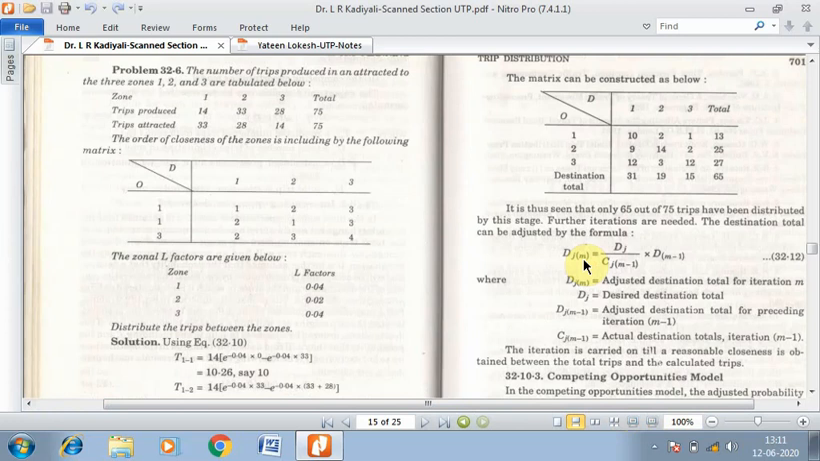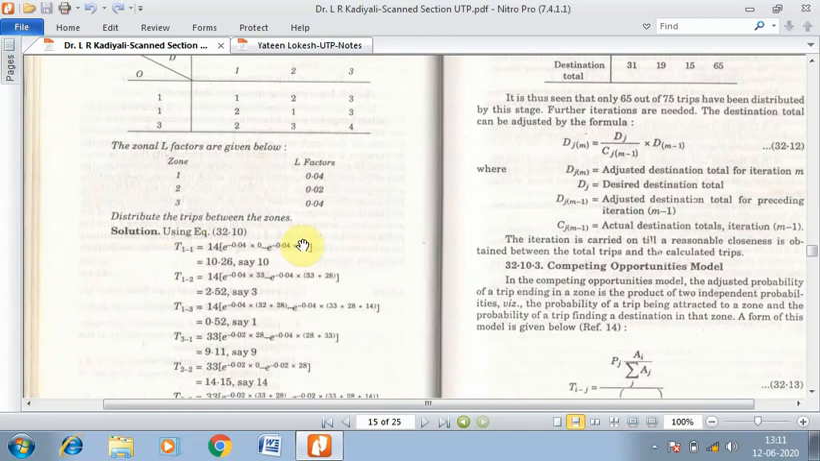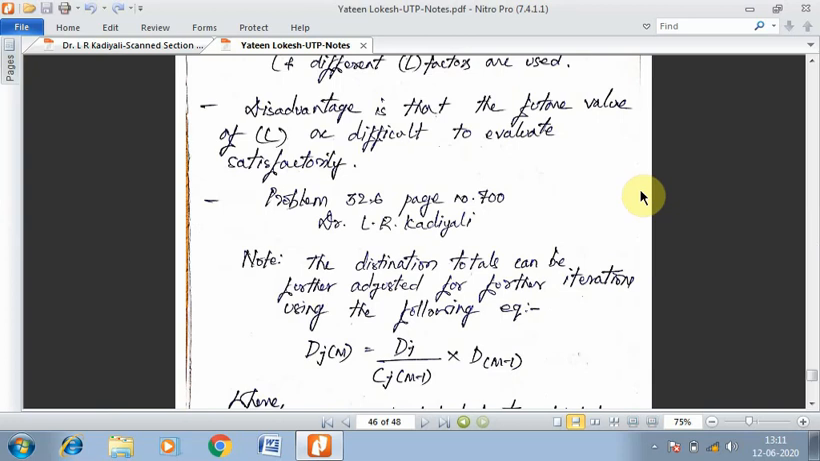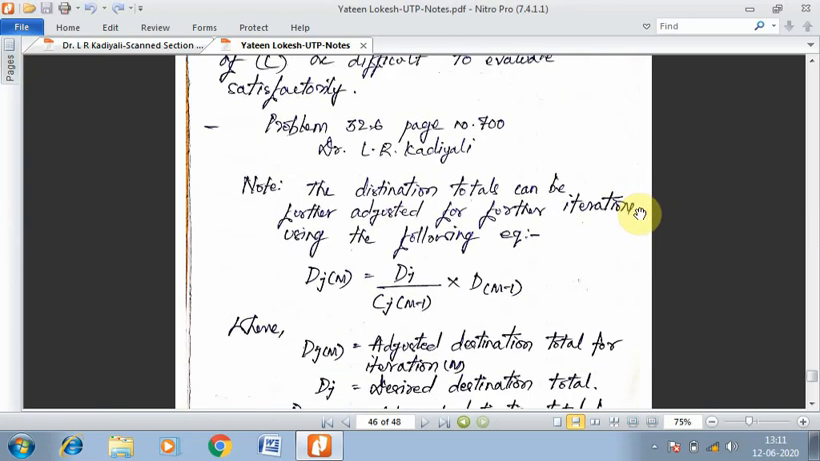but this kind of a problem might not be asked in the examination. Might be asked and might not be asked, it depends. So it's better you just go through this problem. There's nothing complicated in it. You just have to substitute the values in this equation and do the distribution like the way we did in the previous examples. So that's about the intervening opportunity model.